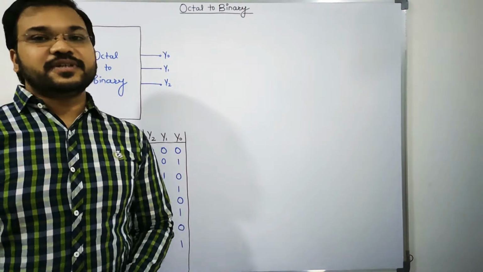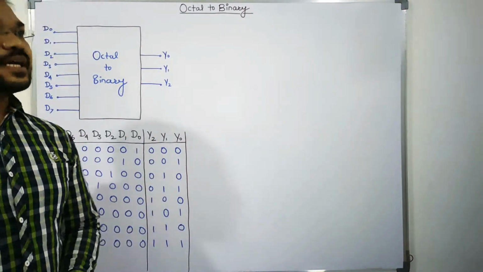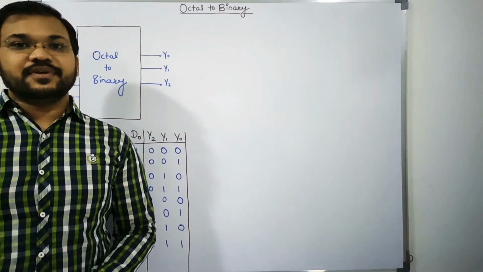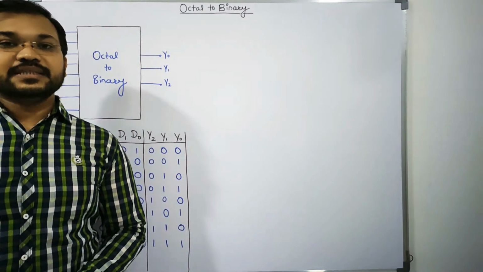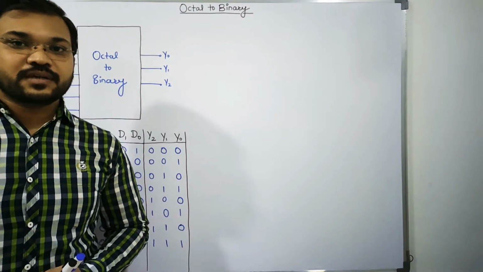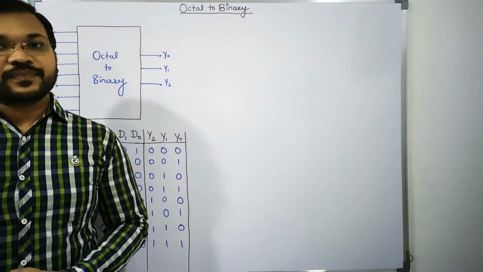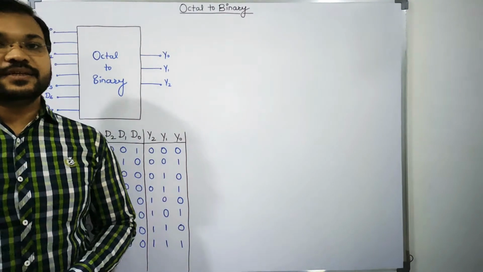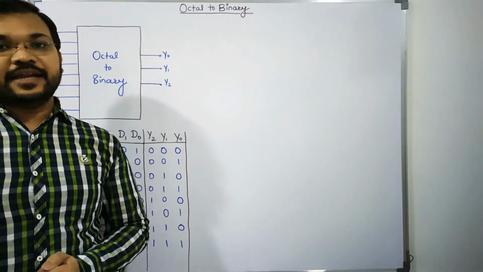In this class, we are going to discuss the octal to binary encoder. This is one of the types of encoder. In the last video, we discussed the types of encoder: the first is the priority encoder, then decimal to BCD, octal to binary, and hexadecimal to binary. Out of these, today we discuss the octal to binary encoder.